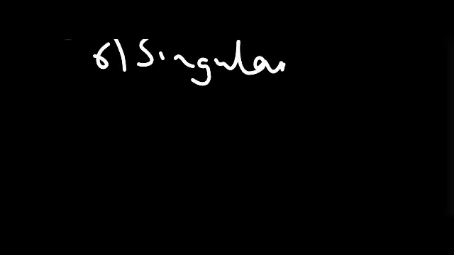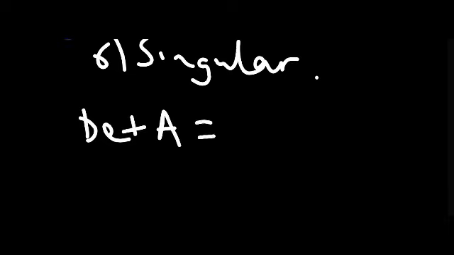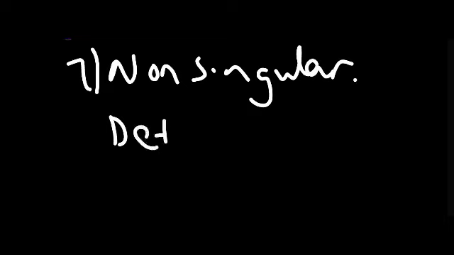Which then takes me to the next type of matrix, which is number 6. We call it a singular matrix. So a singular matrix is a matrix in which the determinant of that matrix is equal to 0. Suppose you have matrix A, it means the determinant of that matrix is equal to 0. All right, which then takes me to the next one, which is number 7, non-singular. Non-singular is just the opposite of singular, and here the determinant of a matrix is not equal to 0.